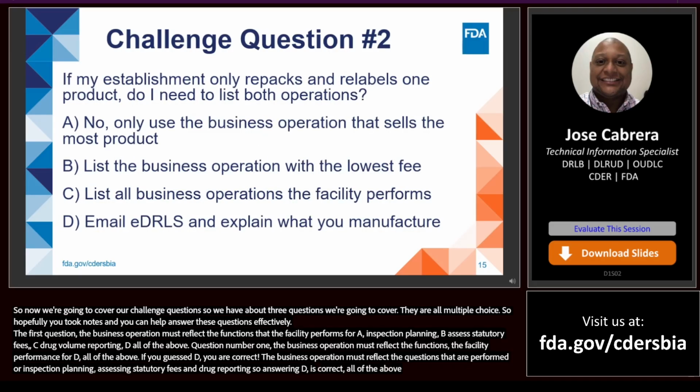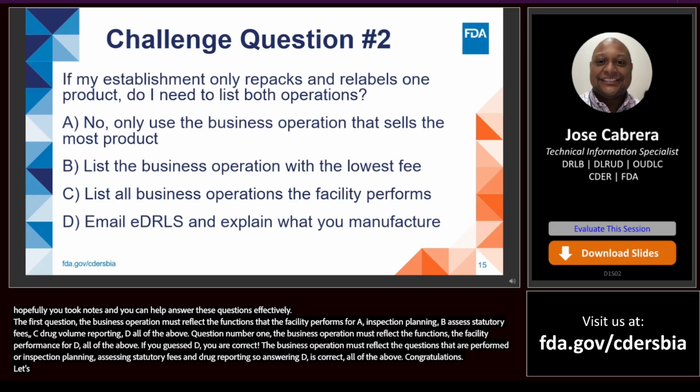Let's move on to challenge question number 2. If my establishment only repacks and relabels one product, do I need to list both operations? A, no. Only use the business operation that sells the most product. B, list the business operation with the lowest fee. C, list all business operations the facility performs. D, email eDRLS and explain what you manufacture. D is my favorite, but let's see what everybody else is going to answer.